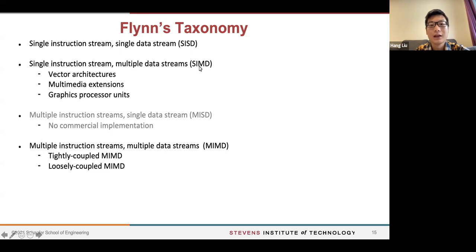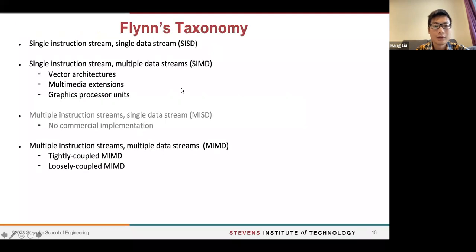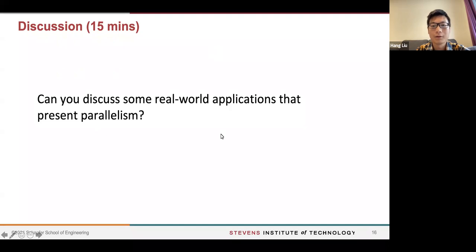For SISD, it's the traditional single core processor. For SIMD, it's the emerging GPU many-core or AVX architecture. And for MIMD, it's thread level parallelism, or what we call the multi-core CPU. So those are pretty much Flynn's taxonomy of parallelism. We're going to stop here, and please use 15 minutes to discuss some real-world applications that present parallelism for SIMD and for MIMD. Looking forward to seeing that.